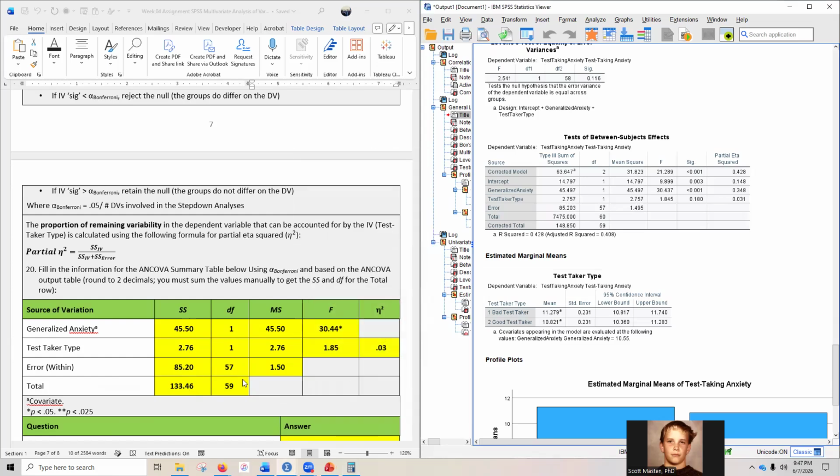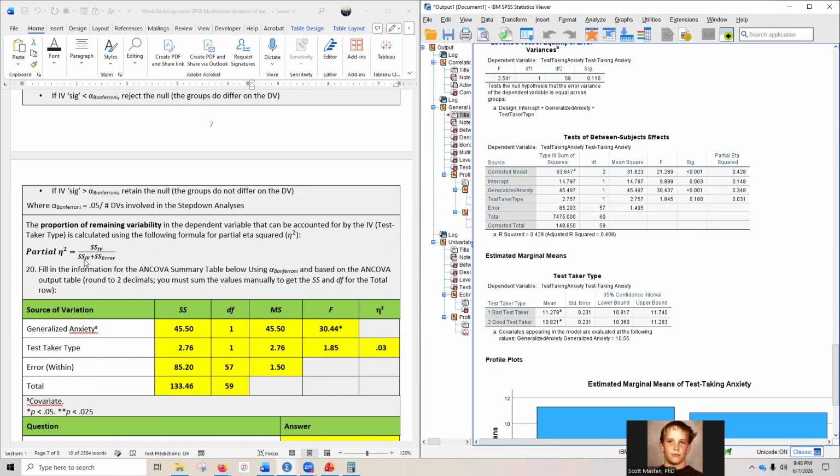57, 58, 59. That's our total degrees of freedom. So where do we get eta squared? Well, again, the easy way is right there. It's 0.03. The tougher way would be to divide the sum of squares for test taker type, which is 2.757, by the sum of test taker type plus error. So sum these two right here.